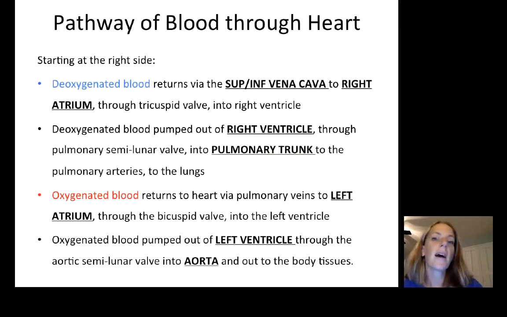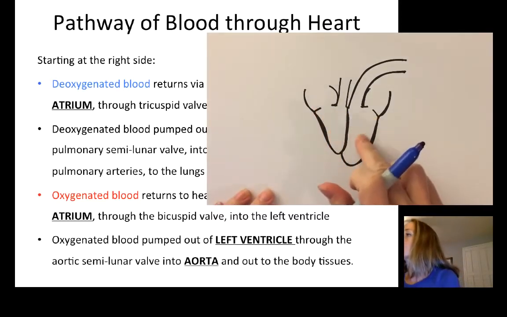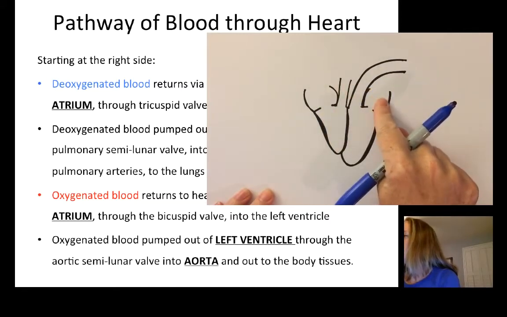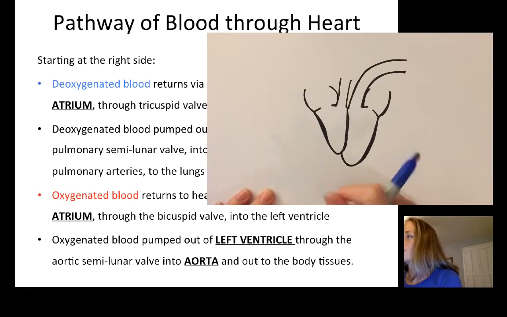So I want to draw out the pathway of blood through the heart so we can review a bit of the anatomy and just make sure we're all on the same page with the different chambers of the heart and how the blood is moving through. So let's draw this out. Okay, so the way that this works is we have 4 chambers of the heart. The upper chambers are the atria, and the lower chambers are the ventricles.